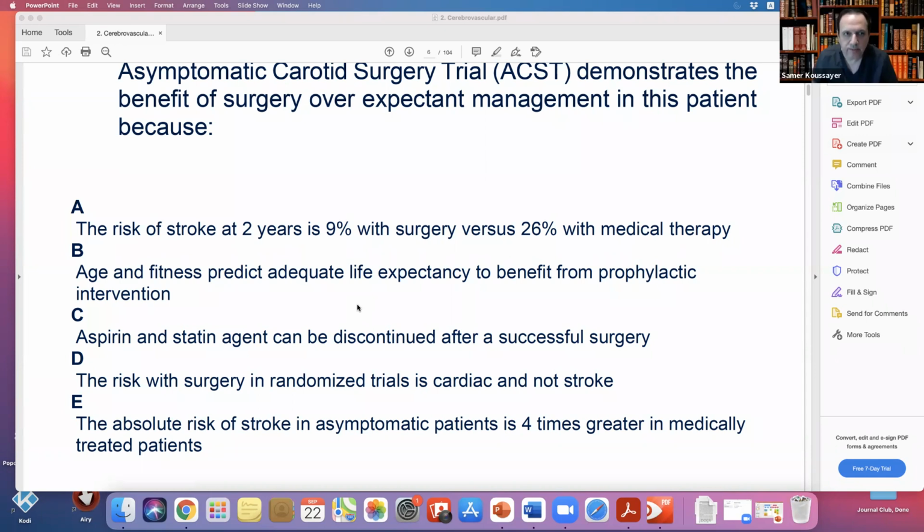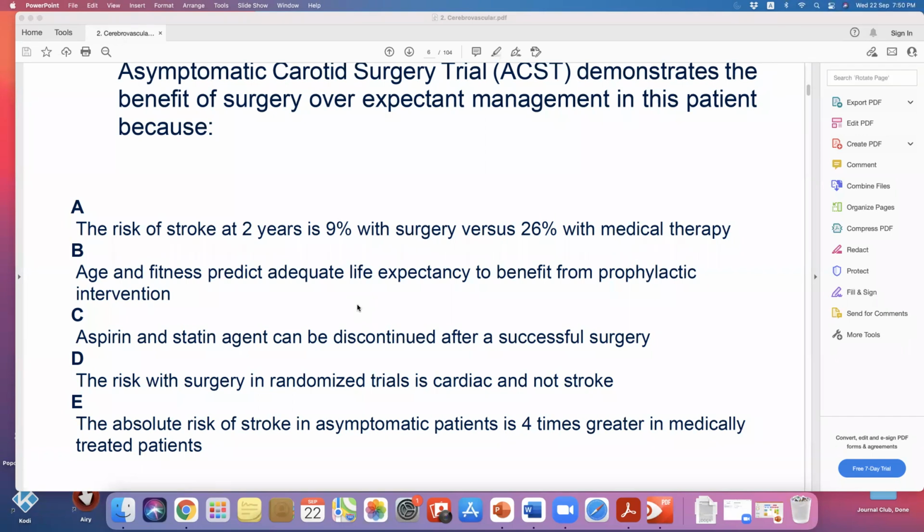Well, let's stop on this one. As I said before, the ACST study was for 5 years. It's hard to remember these numbers, but this is from the studies. Yes, it's 9% with the surgery, but this is after 5 years. So the risk of stroke at 5 years is 9% with surgery and 26% with medical treatment. So if they gave you this question with 5 years, then this would be the right answer. But this is 2 years. So remember, it's done for 5 years. Anytime you see 2 years, this is wrong. Okay, let's go to the next one.